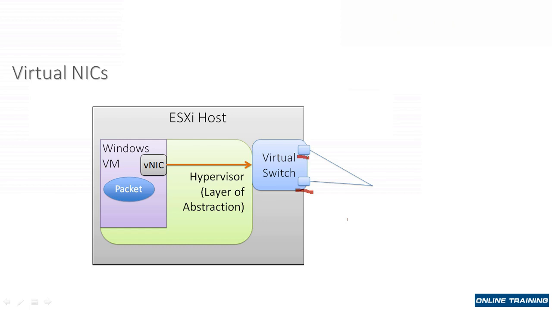But this is still a Windows virtual machine, and if Windows is going to send traffic on the network, then Windows needs to see a network interface card. So that's part one of this equation, is to fool Windows into thinking it's got a physical network interface card. So we'll present a virtual NIC to this guest operating system. And when the virtual machine sends traffic out to the network, the guest operating system is going to send that traffic to the virtual NIC.